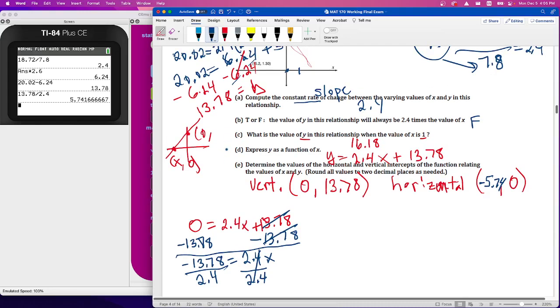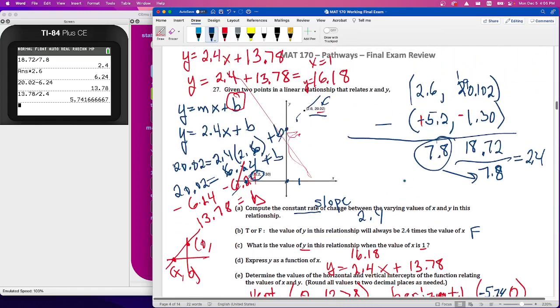Again, if you come back to the original, this was negative 5.2. So 5.74 seems about right, because we're going to get further back. Just a judgment call. And so that was number 27.